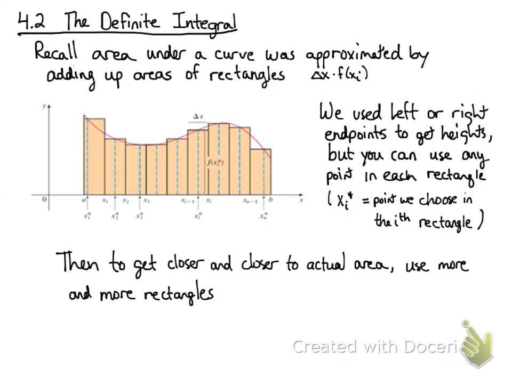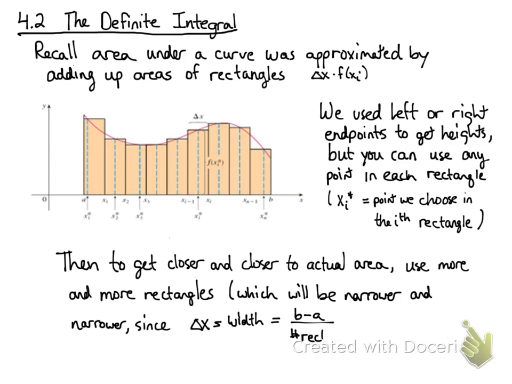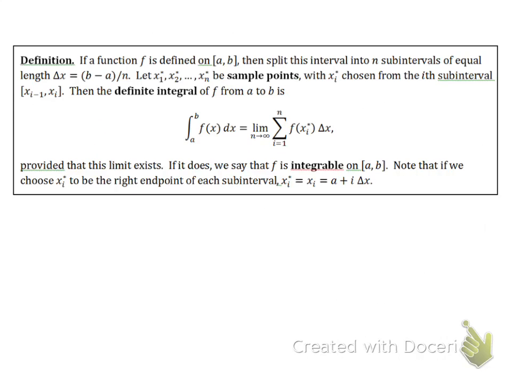So to get closer and closer to the actual area, right, this is an approximation, we'll use more and more rectangles. If you're fitting more of them in, they're going to be narrower and narrower. And that width, remember, is the total width of the whole section you're doing over how many rectangles you are using. So that's delta x, the width of a rectangle. And so when we do this, we get this horrible looking definition.